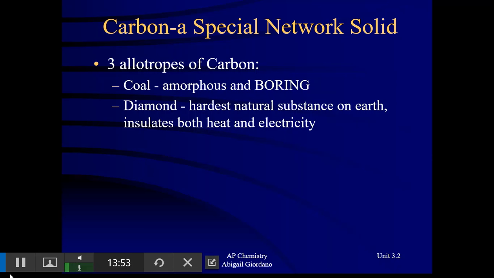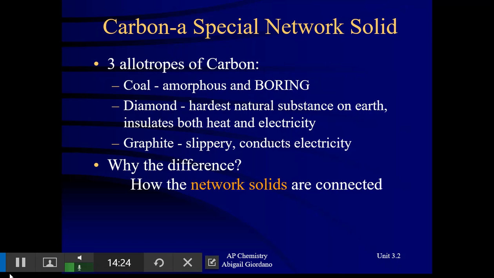Diamond is another form of carbon. It is the hardest natural substance on Earth. It's an excellent insulator. We're going to talk about why. There is a third type, graphite. When you say pencil lead, it's not actually lead in your pencil. It's actually graphite, which is another form of pure carbon. And graphite has some really interesting characteristics to it. So we're going to talk about this. These are network solids, and they are connected differently, which is why we have these three different versions of carbon.